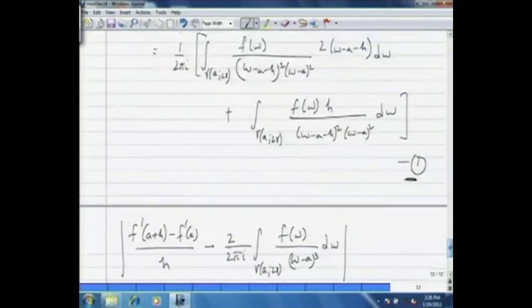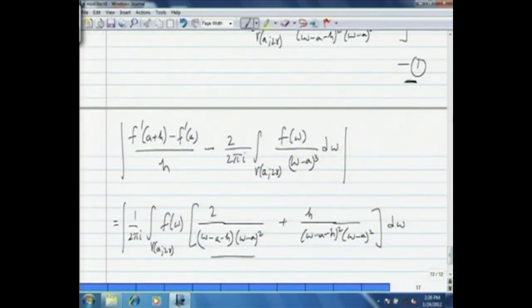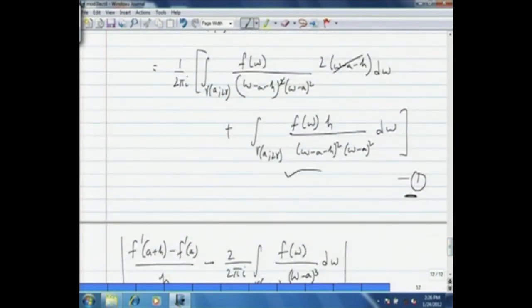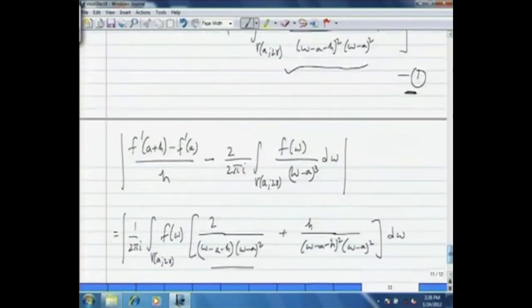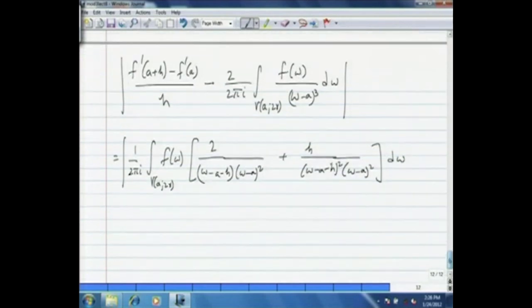So, actually what I have done is I have cancelled the w minus a minus h here with one factor here, and hence I have 2 by w minus h times w minus a squared. And then for the second integral here, I have h divided by all that. Okay. So, I have this expression, and then you subtract 2 by w minus a cube and then times it by dw. So, all this is the integrand. I am splitting it into two lines for lack of space. But that is your expression.